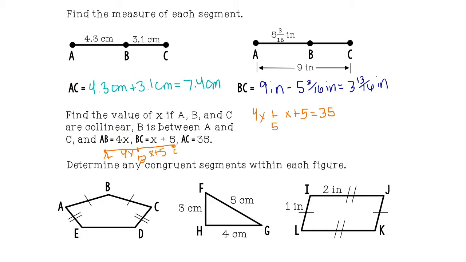Let's combine like terms. We get 5X plus 5 is 35. Now we need to subtract 5 from each side. 5X equals 30. Divide by 5. And X is 6.